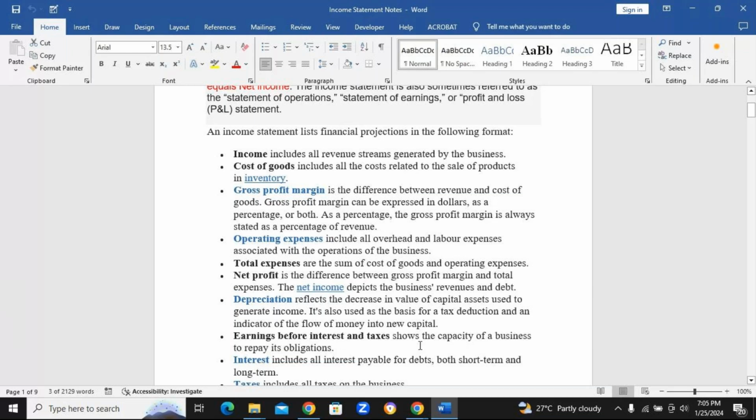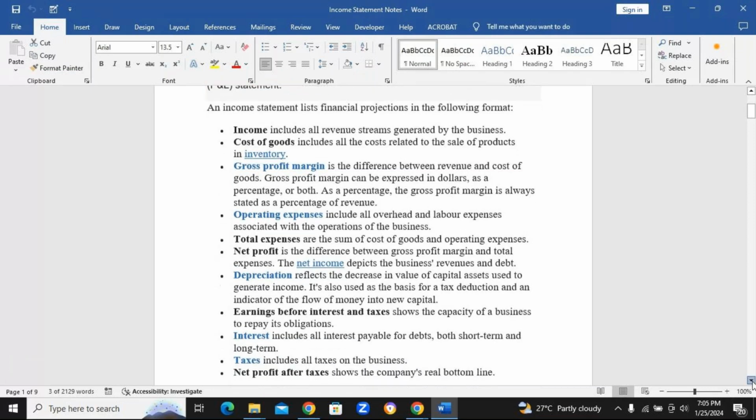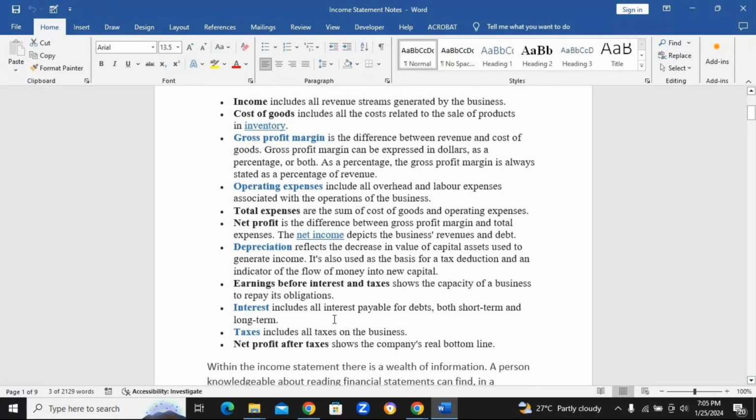So before I spend any amount on interest or tax, that is called earnings. If I have taken any loans for which I am paying interest, EBIT minus the interest gives me EBT, that is earnings before tax. Then I subtract the tax amount, and I get my net profit or profit after tax. So this is the format we follow when we calculate income statements.